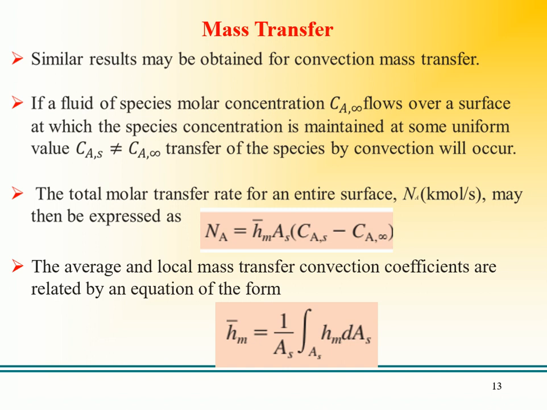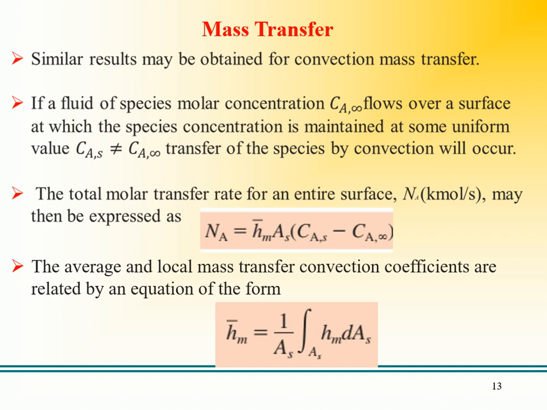It's just like this. We have already written NA double dash. Double dash is for the per unit area. When we say NA, that is the number of kilomoles per second total. So that is h bar M AS times CAS minus C infinity, just like h bar AS times TS minus T infinity in the case of Newton's law of cooling. So it's the same analogy we have derived.